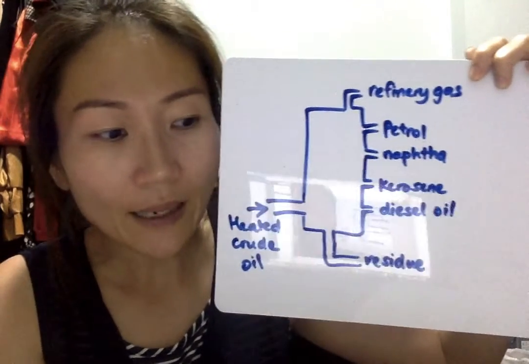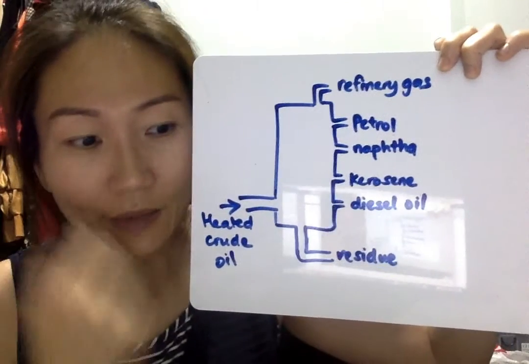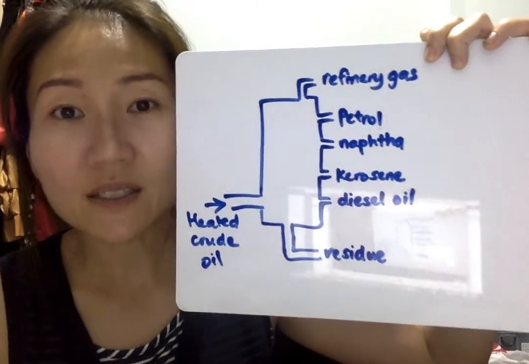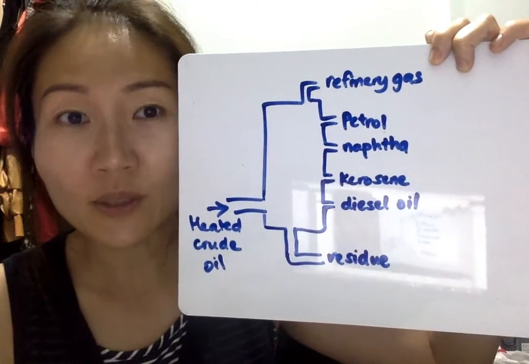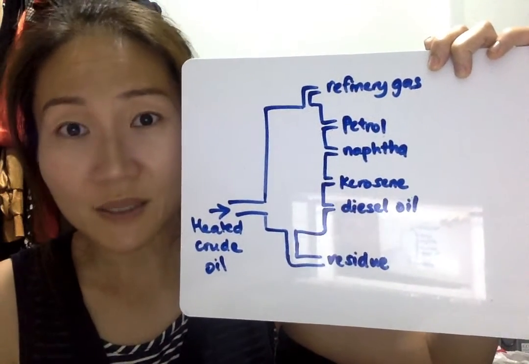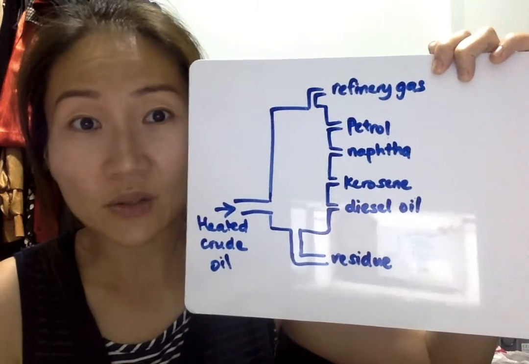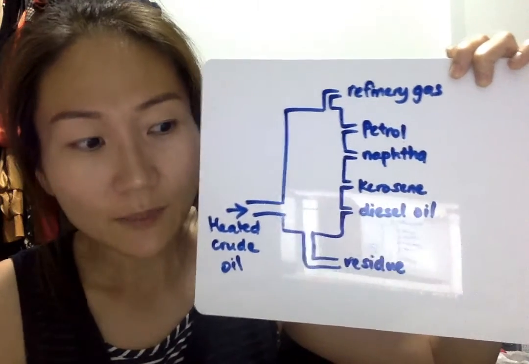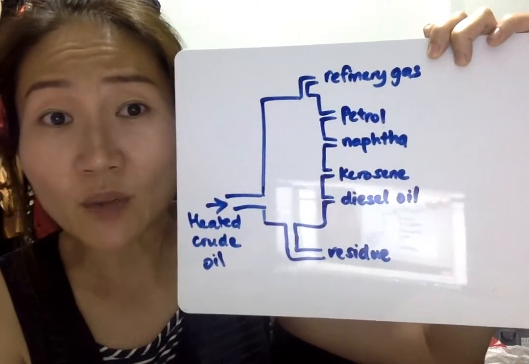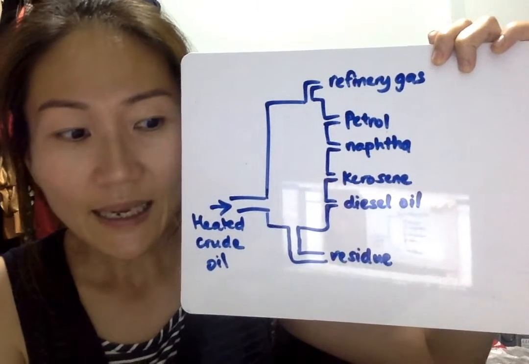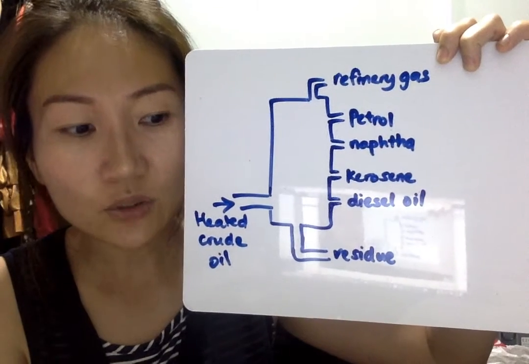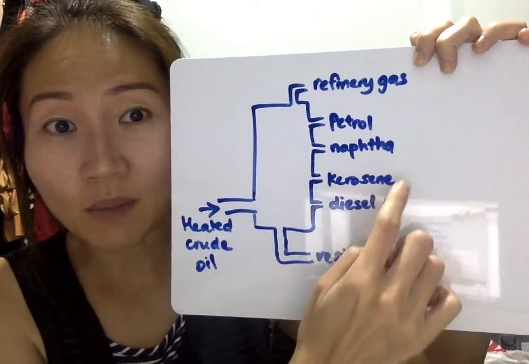Moving down, we have naphtha. Naphtha is a fraction that is used to make chemicals. It is a feedstock or starting material for the petrochemical industry, which is used to make some other more useful substances like plastics or even medicines and drugs. Naphtha's boiling point range is between 75 to 190 degrees Celsius, and its length of carbon chain ranges between 6 to 10 carbon atoms per molecule.